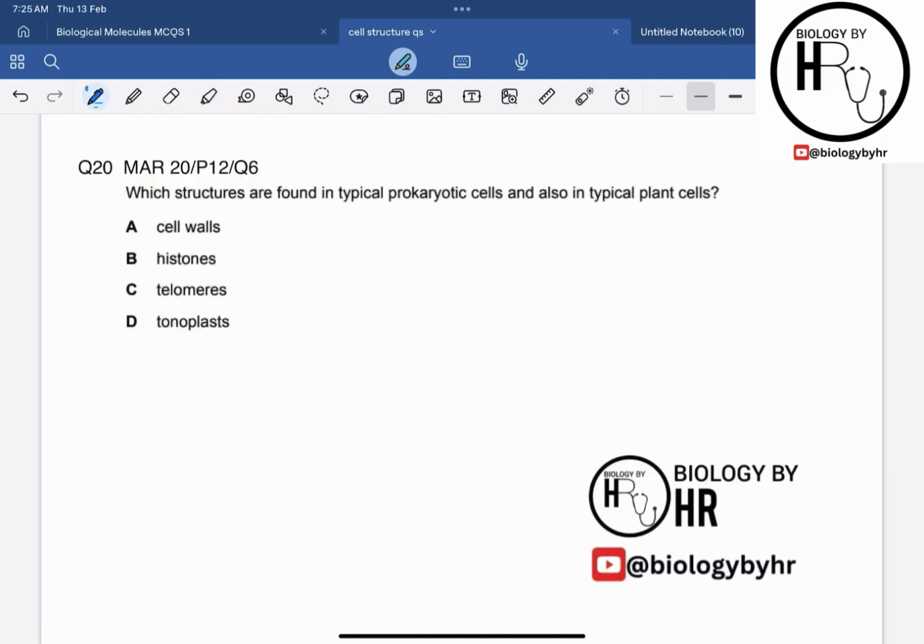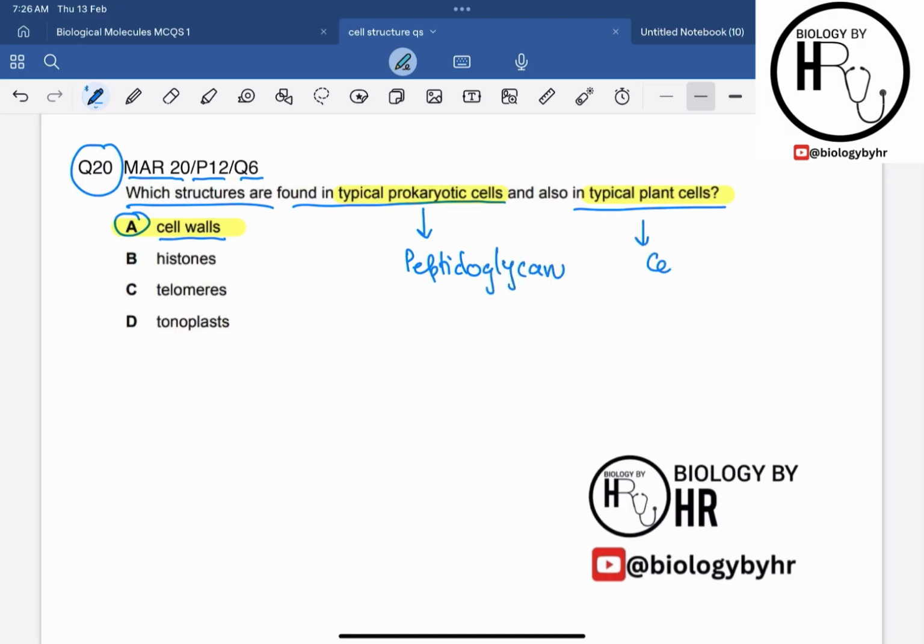Alright, so now let's move on to question 20. It is from March 2020, paper 1, question 6. It says, which structures are found in a typical prokaryotic cell and also in a typical plant cell? We can clearly see that the cell wall is present in both the typical prokaryotic cell and the typical plant cell. In the typical prokaryotic cell, the cell wall is made up of peptidoglycan, right? And in the typical plant cell, the cell wall is made up of cellulose, right? So the correct answer over here would be option A.